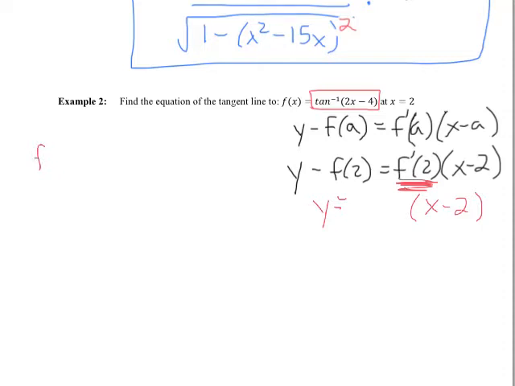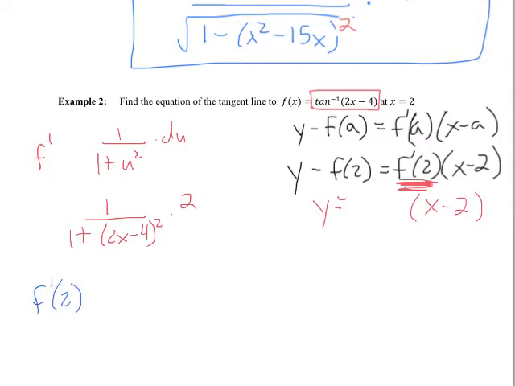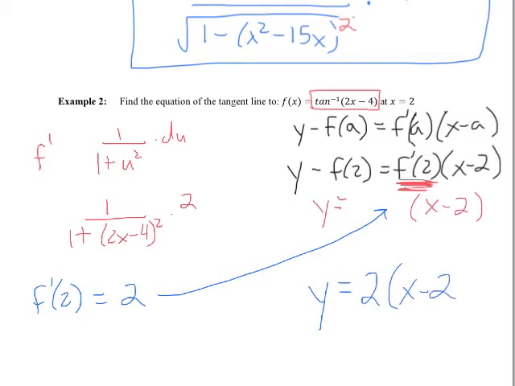So f prime will be our inverse tangent, and the rule for that is 1 over 1 plus, looks like we'll have to use the chain rule, u squared times du. So we have 1 over 1 plus 2x minus 4 squared times du, which is 2. If we evaluate that at 2, we're going to get an answer of 2. So there's our f prime of 2. We plug it in there, giving us a final answer of y is equal to 2 times x minus 2.